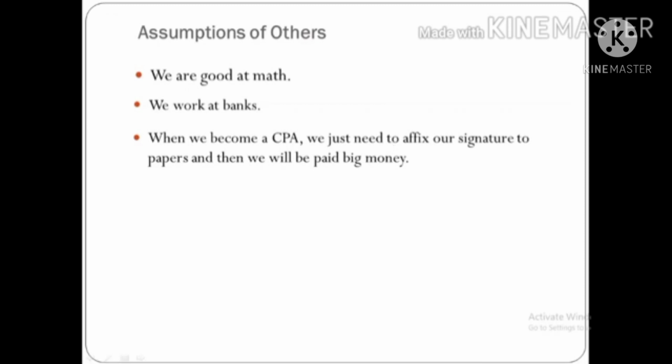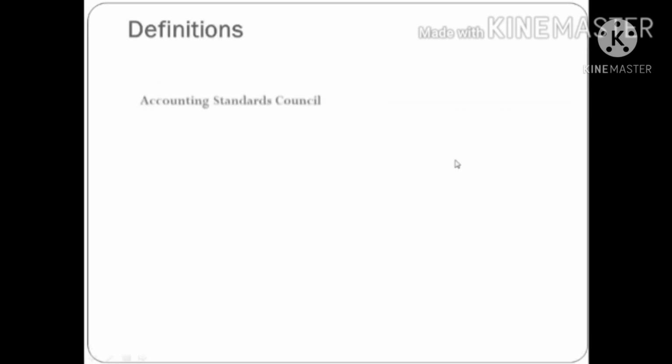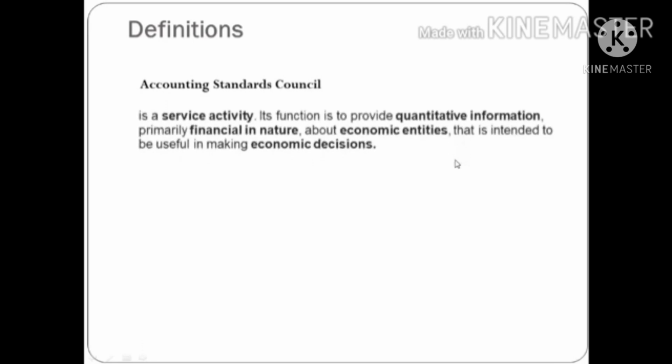Let me emphasize that this video is meant to clear these misconceptions, if you want to, and to describe the work of an accountant. And to do that, let us first visit the accounting definitions provided by different organizations. The first one is from the Accounting Standards Council. It states that accounting is a service activity. Its function is to provide quantitative information, so it's related to numbers, primarily financial in nature, meaning these numbers are monetary in nature, about economic entities that is intended to be useful in making economic decisions.